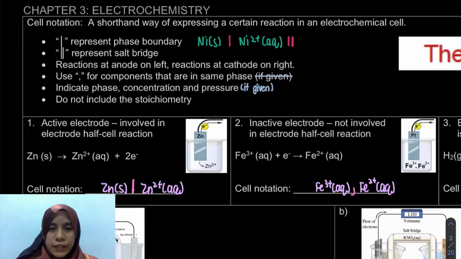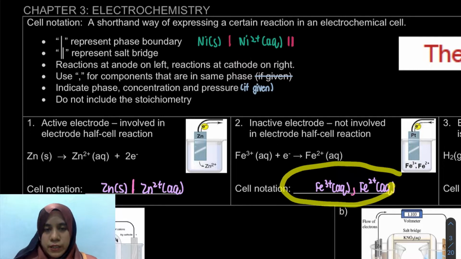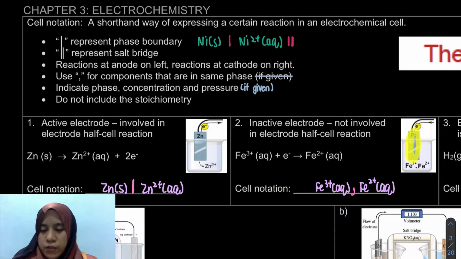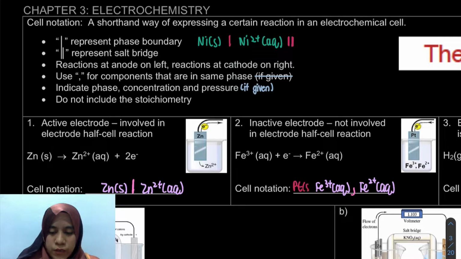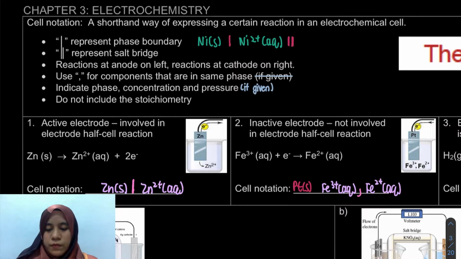Okay, but then for the half cell, start and end with solid too, just to show that it must start and end with your electrode. So your electrode must be involved in the cell notation. In this case, the electrode is platinum, so I'm just going to write down platinum solid here. Platinum is Pt. Since platinum is solid, the next species is Fe3+, which is aqueous, so you have to draw one line because it has a different phase. Okay, so that's for the second one.